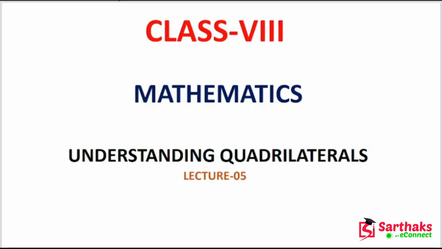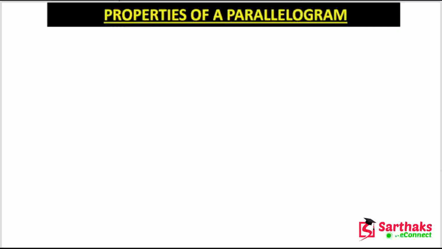Hello everyone. Today we are going to start lecture 05 of class 8 mathematics chapter number 3, which is understanding quadrilaterals. In this lecture we are going to talk about properties of parallelogram. We have already studied that we have 7 types of quadrilaterals, namely parallelogram, rhombus, trapezium, square, rectangle, isosceles trapezium and kite. And now we are going to talk about properties of a parallelogram.